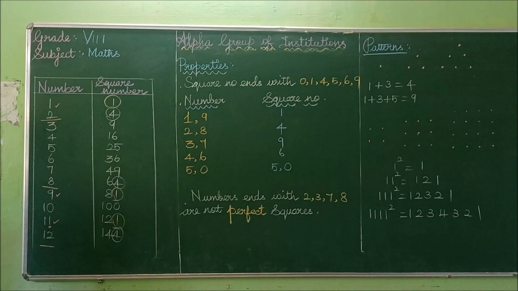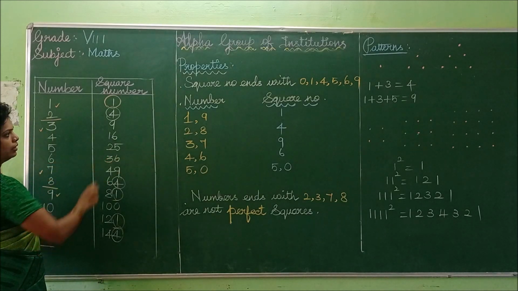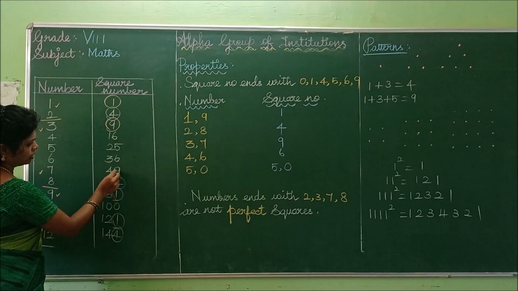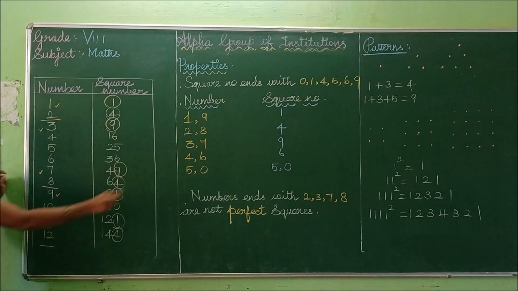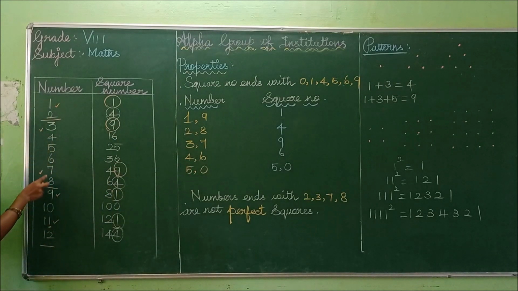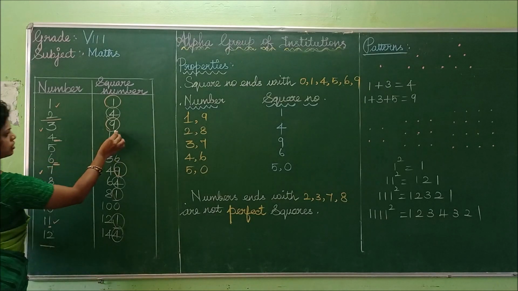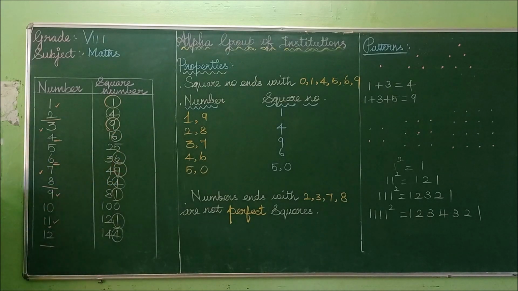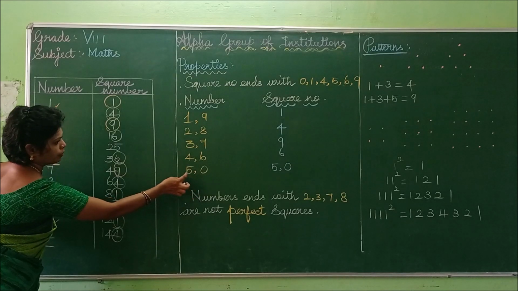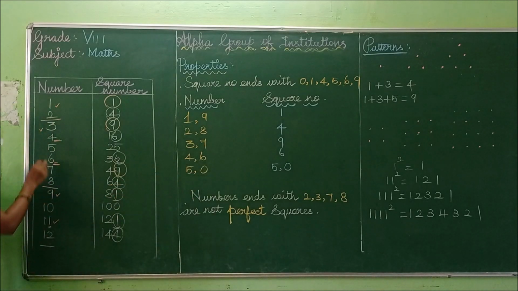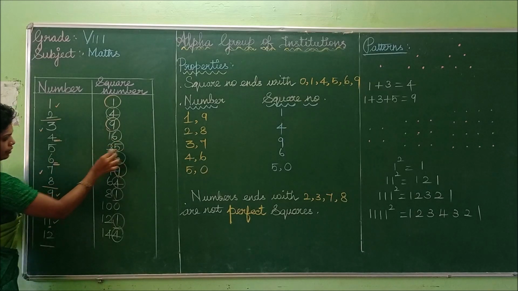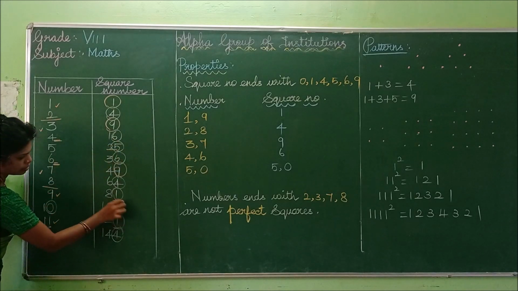Then check the other numbers, 3 and 7. So 3, 7, the square number ends with 9. Yes, the number ends with 9. Okay, then 4, 6. The square number ends with 6. So check this one. This number ends with 6. 5, 0. Repeat, 5 means 5 and 0 means 0. So 5 here 5, 0 here 0.